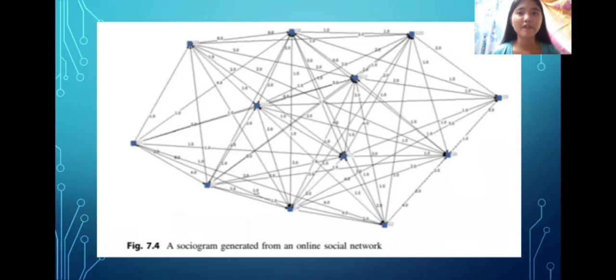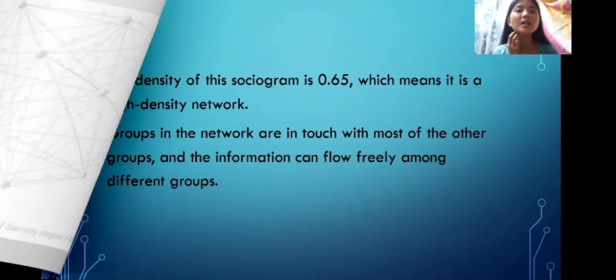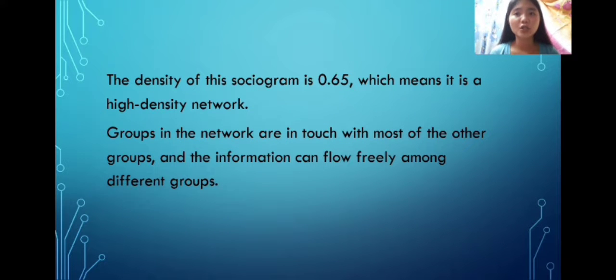Figure 7.4 illustrates the social network sociogram. From the sociogram, we can see each group has a connection, which means groups could communicate with other groups without obstacles. The density of this sociogram is 0.65, which means it is a high-density network. Groups in the network are in touch with most of the other groups, and the information can flow freely among different groups.